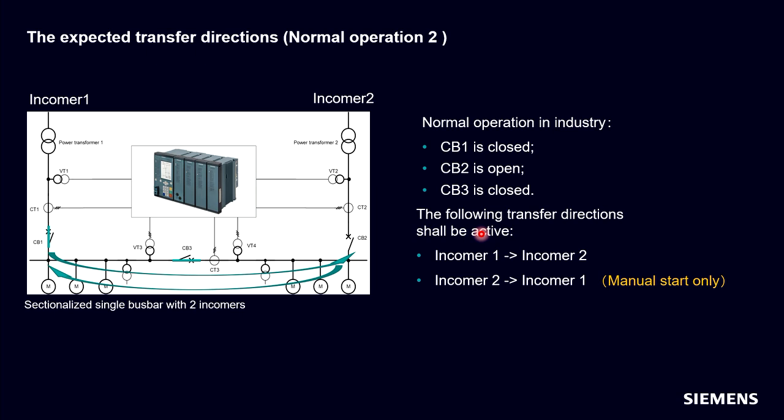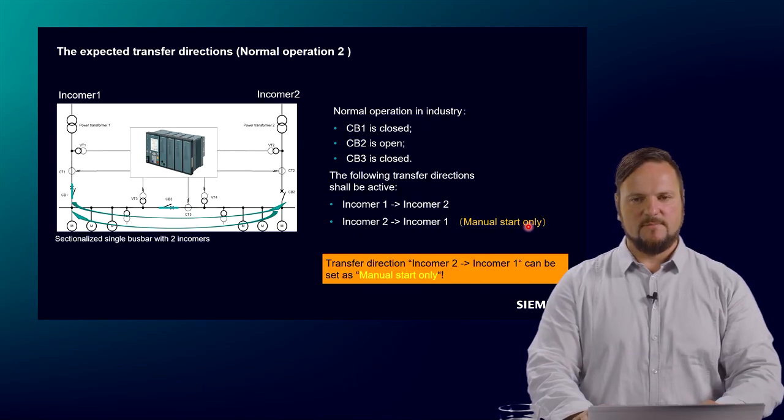If we have a closer look at the second application, then of course the TieCB is closed. We want to switch from incomer 1 to incomer 2. Of these two transfer directions, the first one is the automatic start caused by an electrical failure, for example, and the switch back after recovering we can force manually.